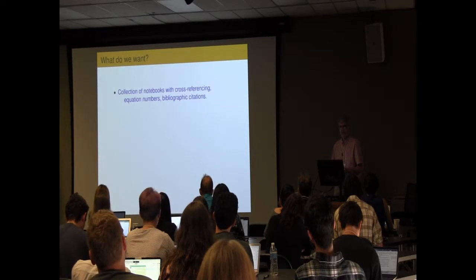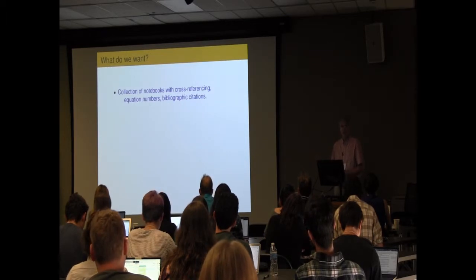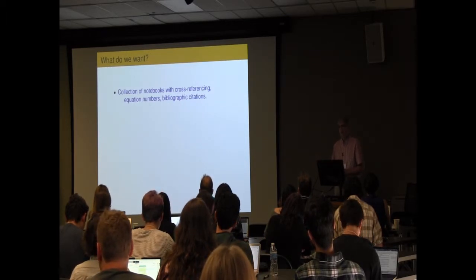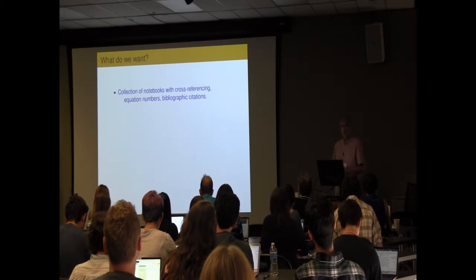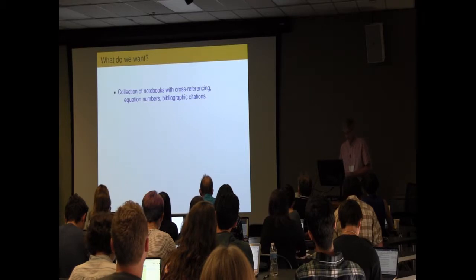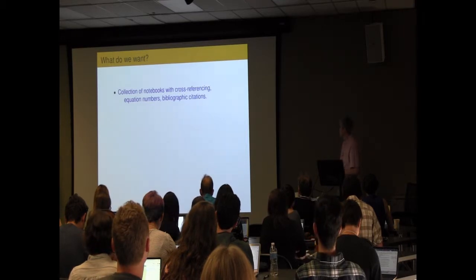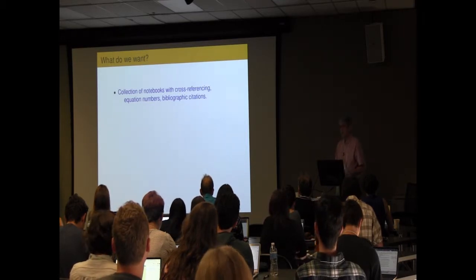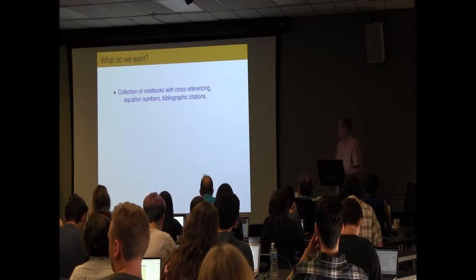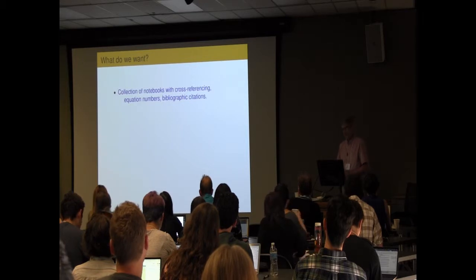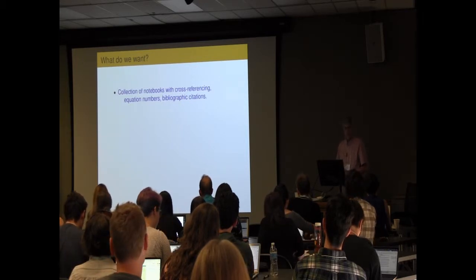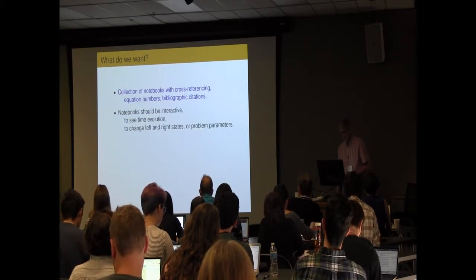And so the idea is that we'd like to have a notebook that allows people to explore this in a lot more detail by not only looking at animations like that, but also being able to do interactive widgets where you can adjust the left and the right state and see how that changes the solution, for example. And so we wanted to write a book where each chapter was a notebook on a different type of wave propagation problem with widgets and animations, but also with cross-referencing equation numbers, bibliographic citations, and so on.